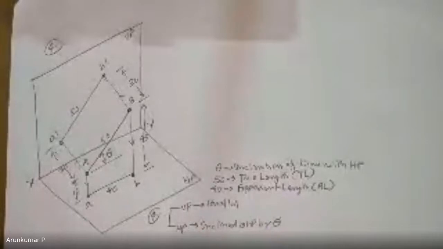Yeah, I forgot. Theta is the inclination of the line with HP. Theta is the inclination of the line AB with the horizontal plane. That is very clear. I have written it down here.